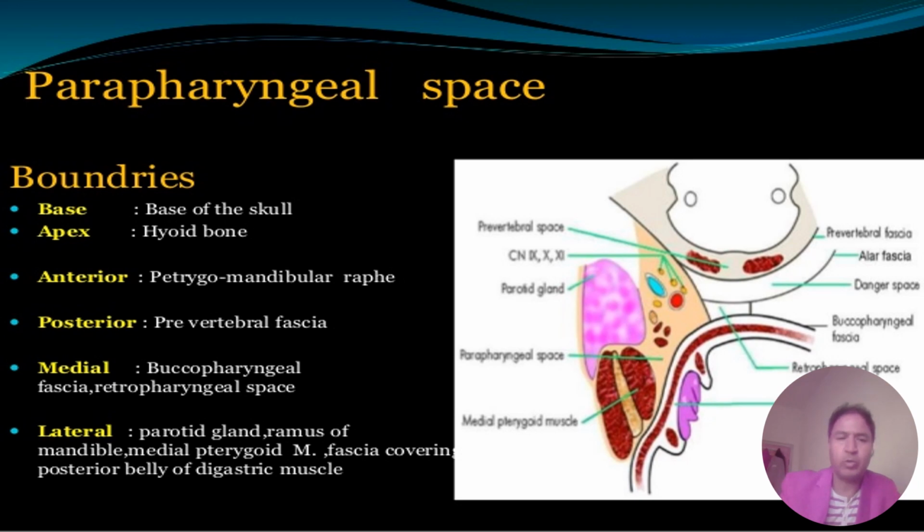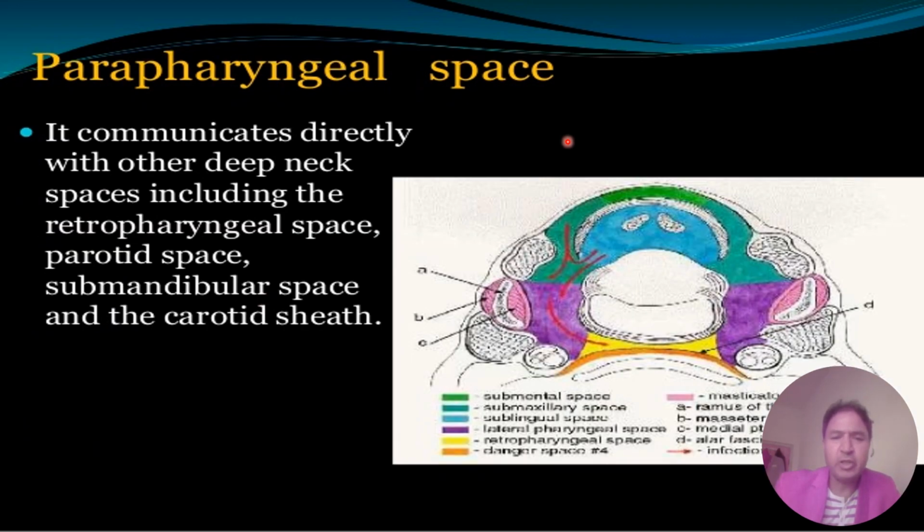Okay, now let's go to another slide. We will come back. So where is the parapharyngeal space here? This is the parapharyngeal space. Now you can see this is the submandibular space, this is the submaxillary space. This is the sublingual space.